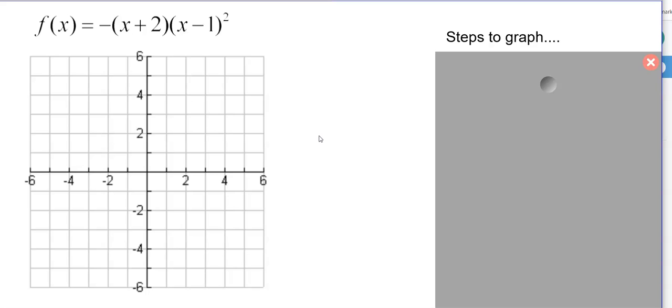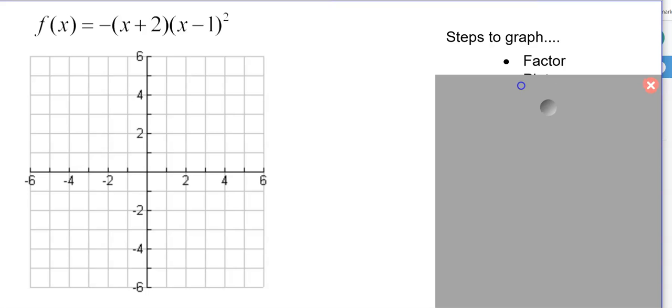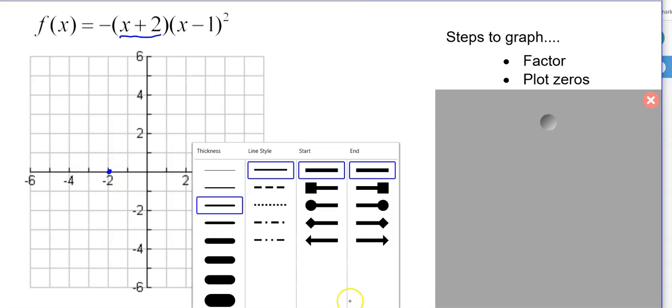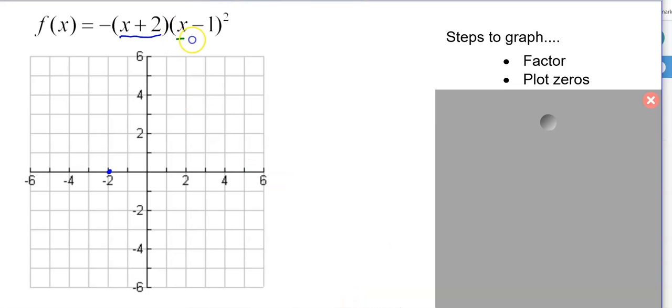So the steps to graph, when you see something like this, you want to factor it first. Well, of course, it's already factored. Plot the zeros, so it looks like there's going to be a zero at -2. If you set that equal to 0, you'll see there is a zero at -2. And from this one, there is a zero at +1.